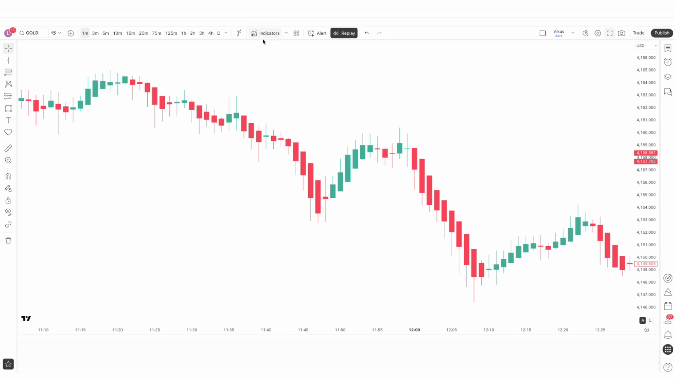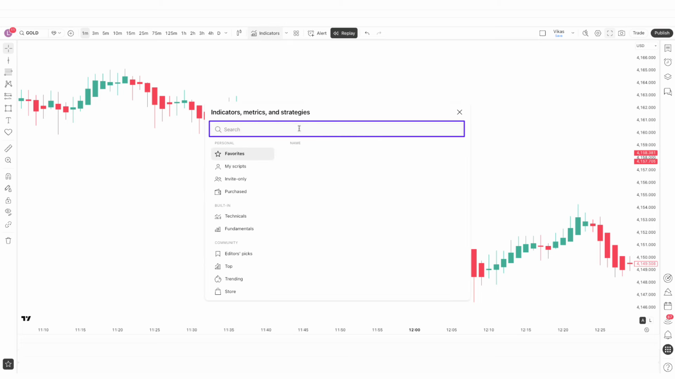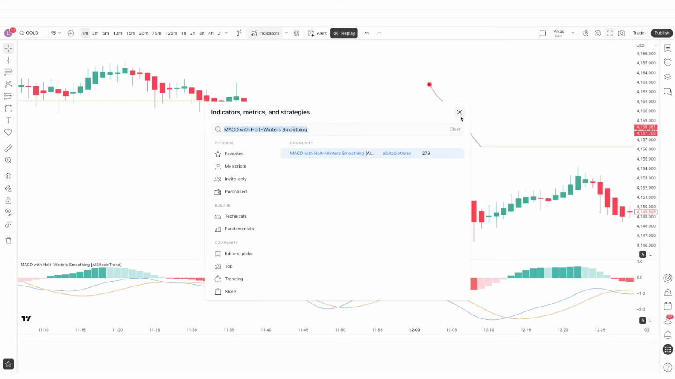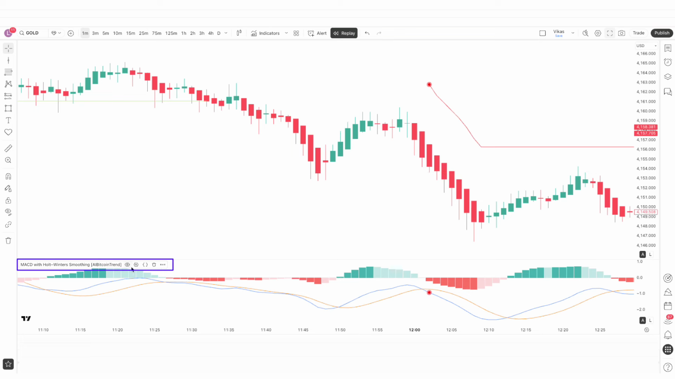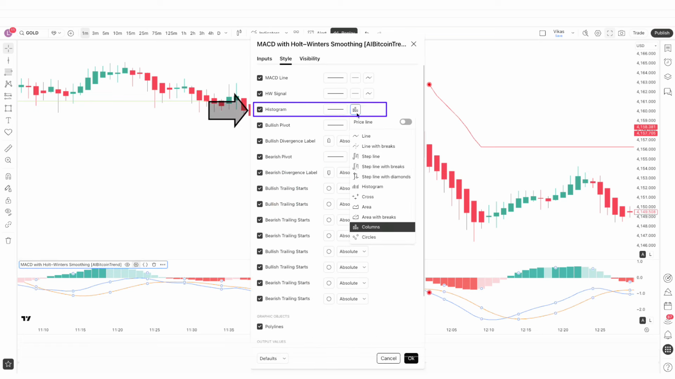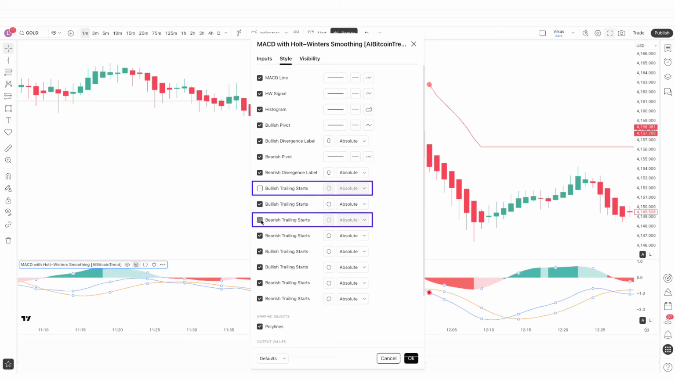Head over to the Indicators tab and search for the MACD with Holt-Winters Smoothing. Select the indicator made by Bitcoin Trend and add it to the chart. Now the indicator settings change for signals. First, we have the Change Histogram option, columns to area. And we have to keep these options hidden.